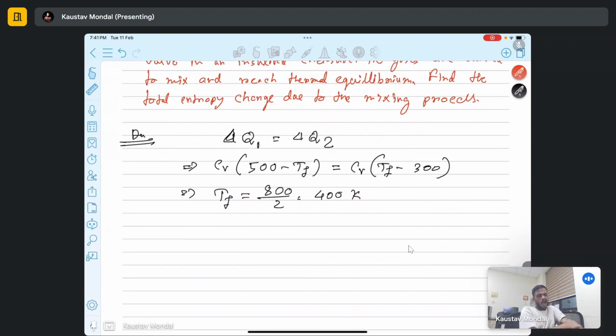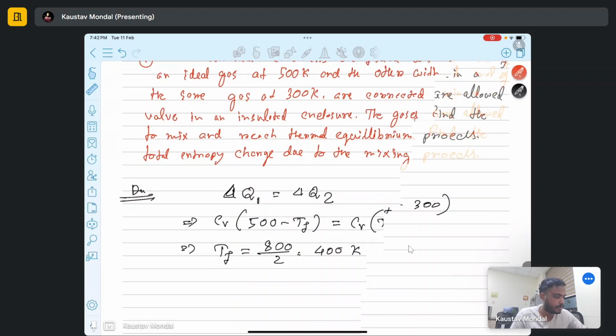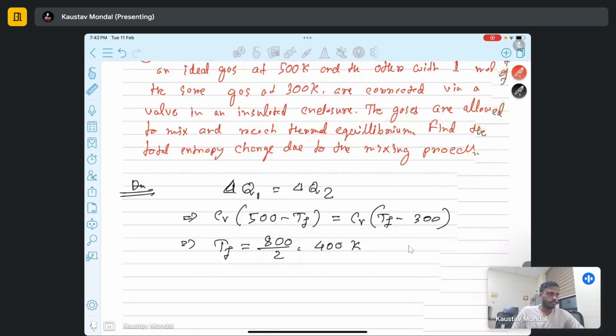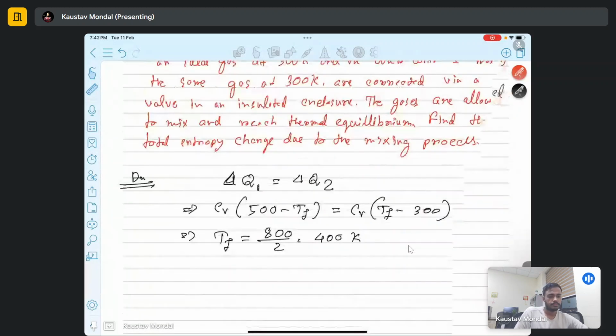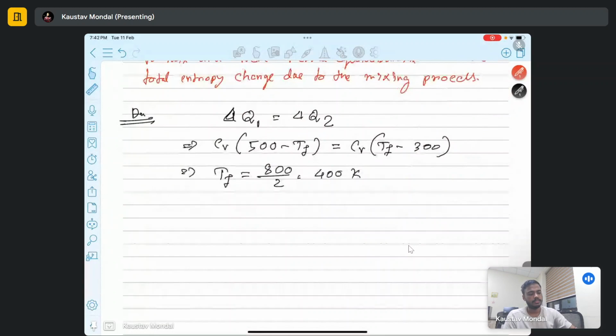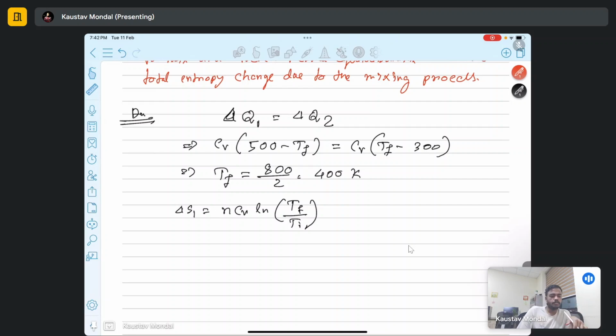So now, for both gases, what happens? Because the temperature is changing, there should be a change in entropy. For gas one, delta S1 is nCV ln of T final over T initial. This is the entropy change. For a system, if the temperature changes, the entropy changes. This is the relation between the entropy and the temperature change.